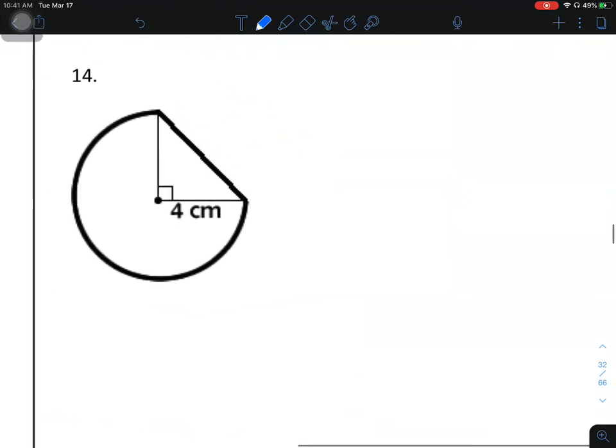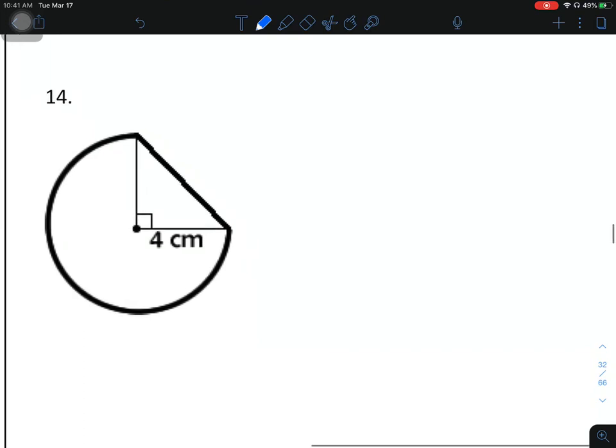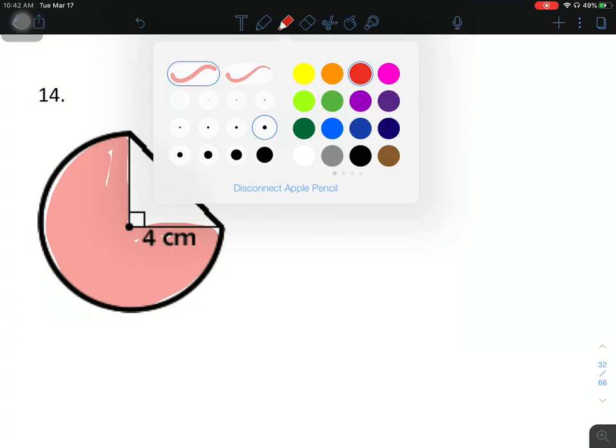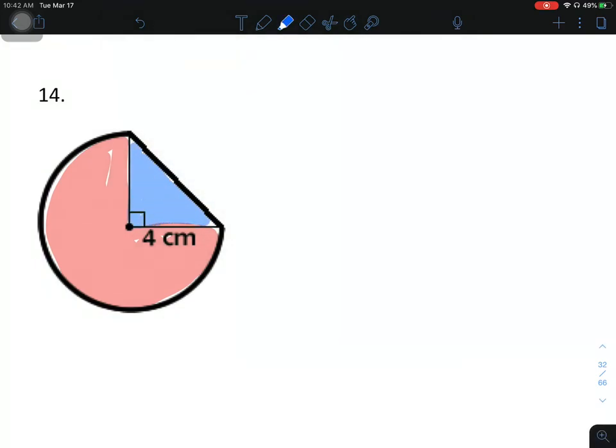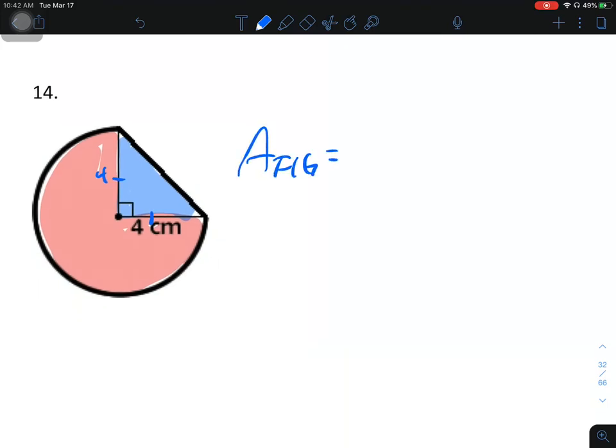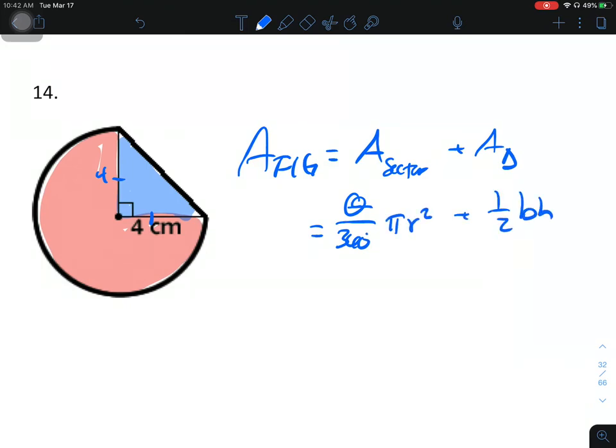Last one. We have a sector of a circle, and then we also have a triangle. Keep in mind that the radius never changes, so this is also 4. The area of this figure is going to be the area of the sector plus the area of the triangle. The area of a sector is theta divided by 360 times pi r squared. The area of a triangle is 1/2 the base times the height.